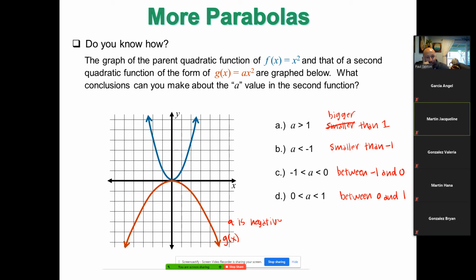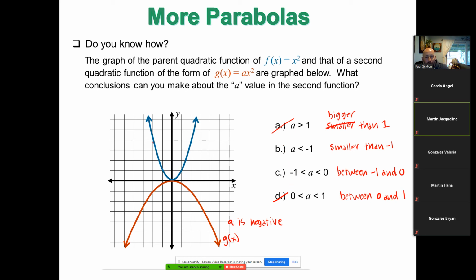So can we eliminate any of these options just by knowing A is negative? Are there any of these options that are not negative? The first one. The first one being bigger than 1, so that's impossible. And D. And D, that's right, because between 0 and 1, that's still positive. Might be a fraction or a decimal, but it's still positive. So we're between B and C now.